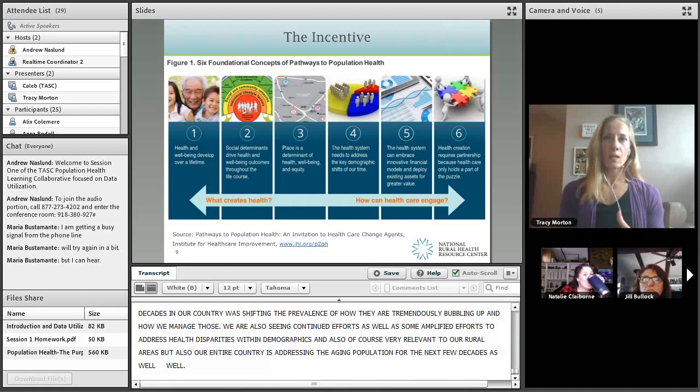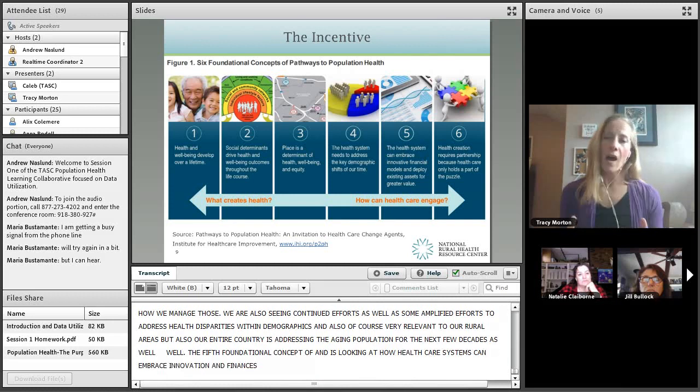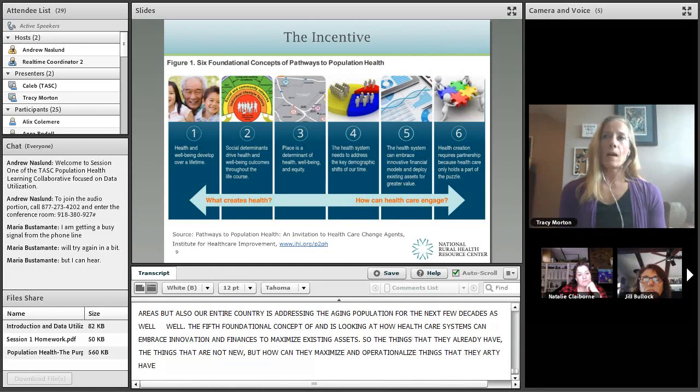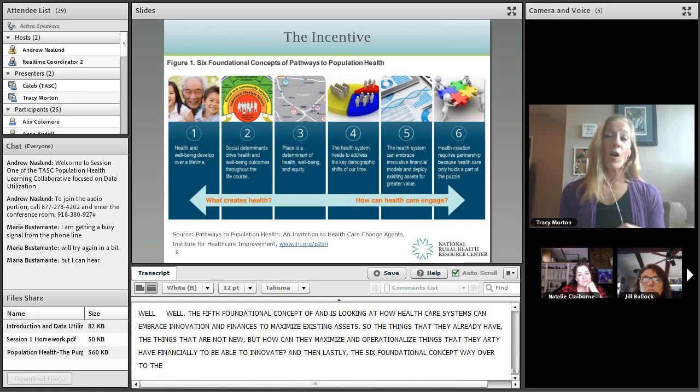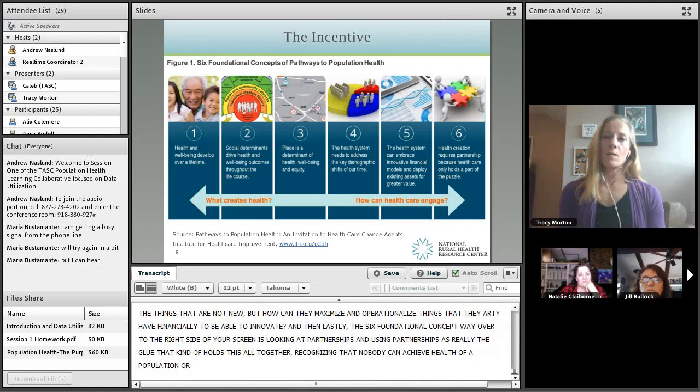And so this is by health systems really acknowledging and then addressing key demographic shifts. We've seen this over the last few decades within our country with shifting prevalence of chronic diseases and just how they are tremendously bubbling up and how we manage those. We're also seeing continued efforts, as well as some amplified efforts, to address health disparities within demographics, and also, of course, very relevant to our rural areas, but relevant to our entire country, is addressing the aging population for the next few decades as well.